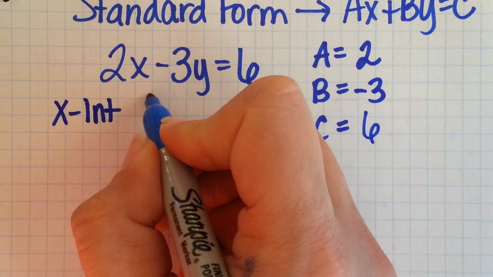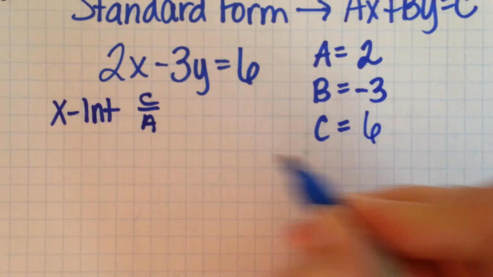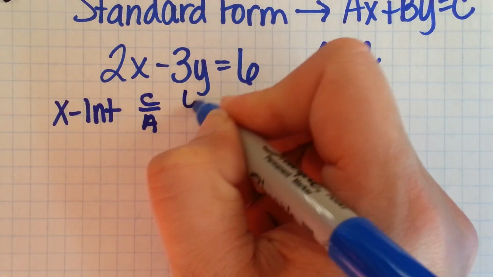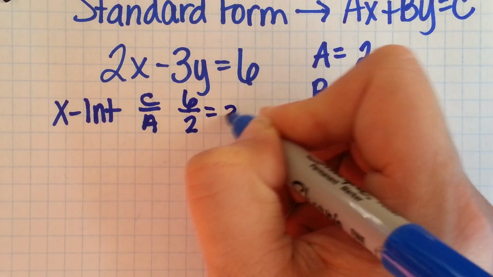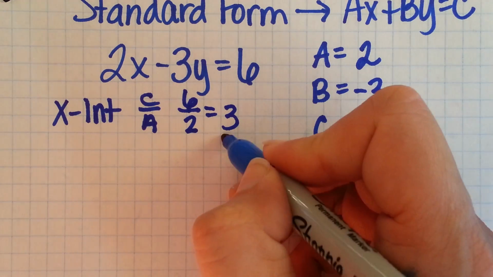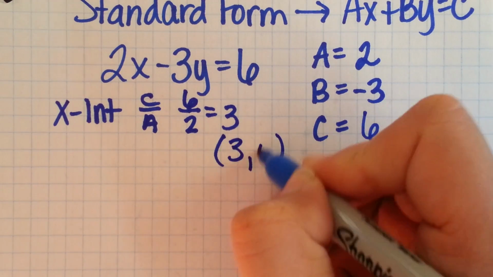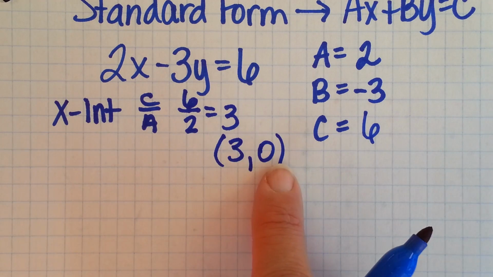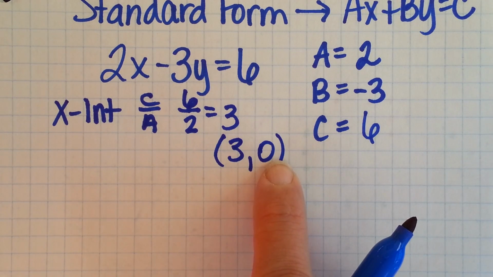So first, I'm going to tell you what my x-intercept is. I can find my x-intercept using the shortcut c over a. C in our case is 6, a is 2. So 6 over 2 is 3. That means our x-intercept is at 3, 0. Remember, if it has an x-intercept, it has an x number, but it has a y of 0.